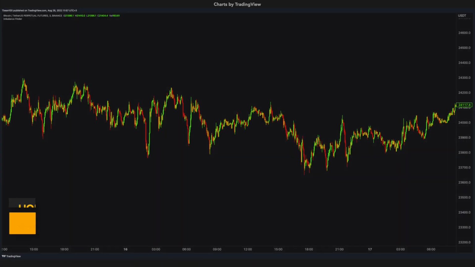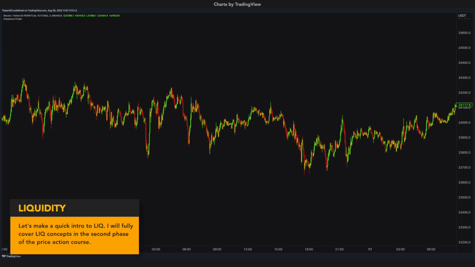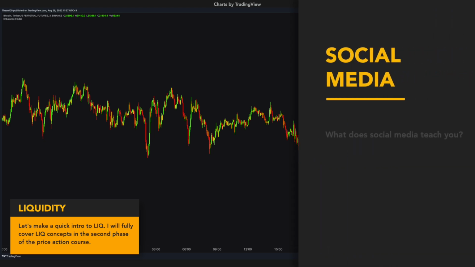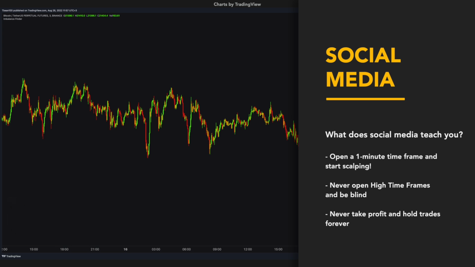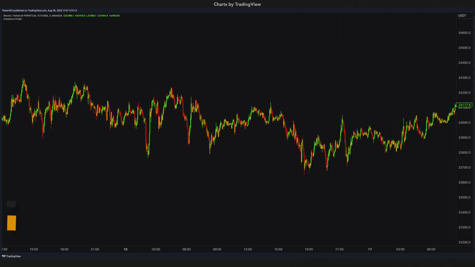Now, let's have a quick intro to liquidity and stop loss hunting. What is social media teaching you? First, tell me that. They say open 1 minute, 2, 3, 4, 5 minutes charts and start scalping. This is what the mainstream media teaches you. They teach you to scalp the low time frames without looking at any high time frames.